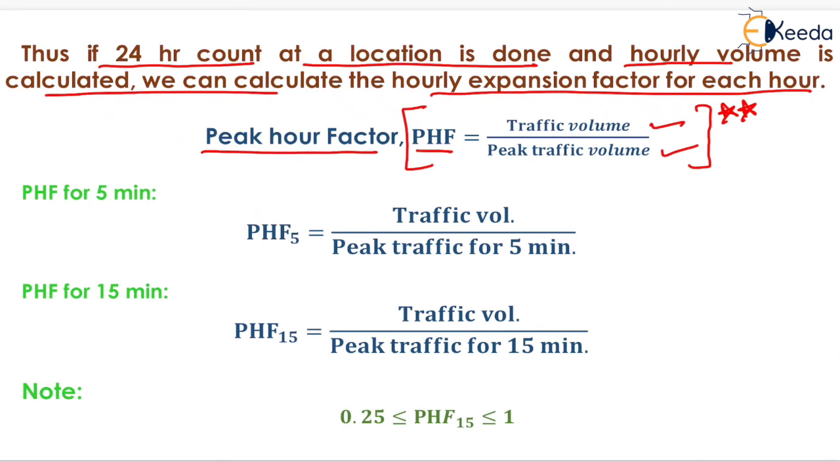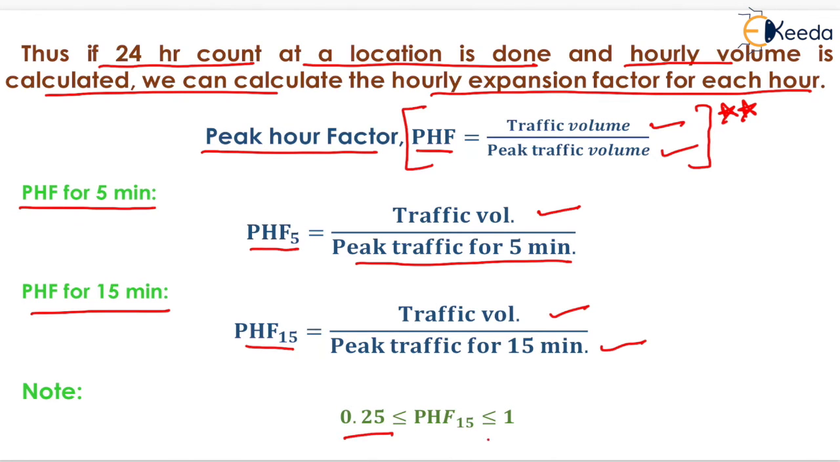Now we have to calculate the peak hour factor for 5 minutes as well as for 15 minutes. The peak hour factor for 5 minutes will be equal to traffic volume divided by peak traffic for 5 minutes, and the peak hour factor for 15 minutes can be calculated as traffic volume divided by peak traffic for 15 minutes. Generally, the peak hour factor for 15 minutes lies between 0.25 and 1.